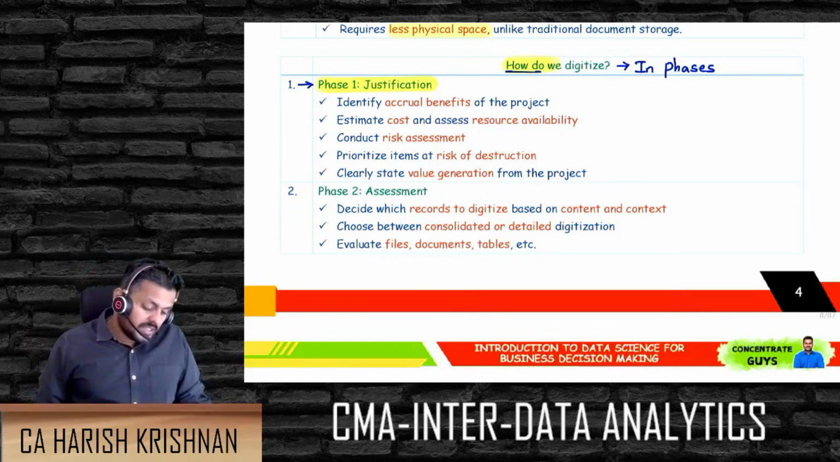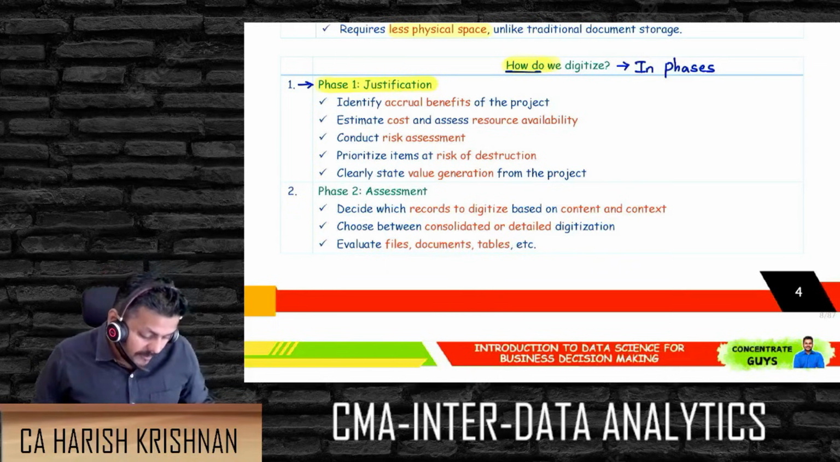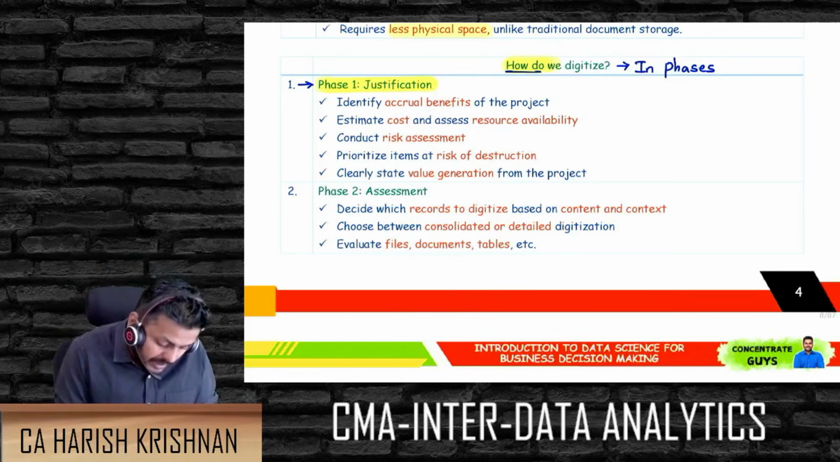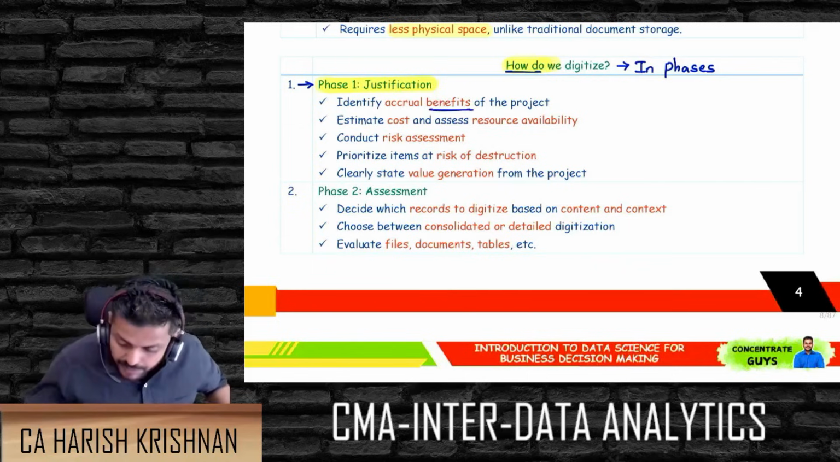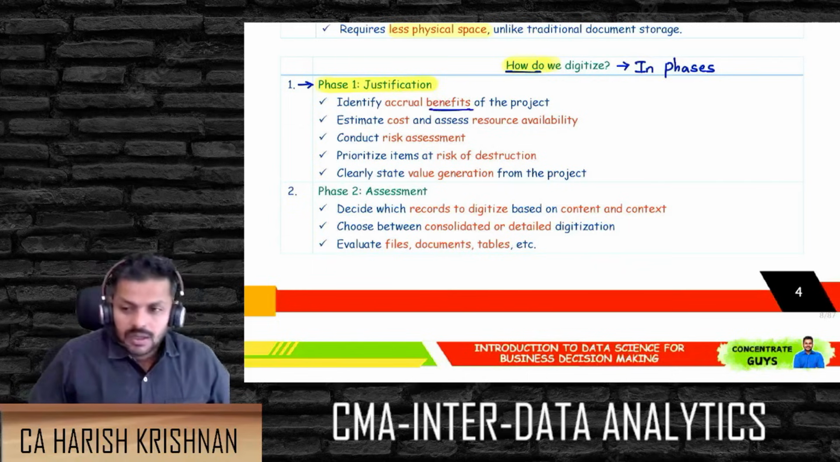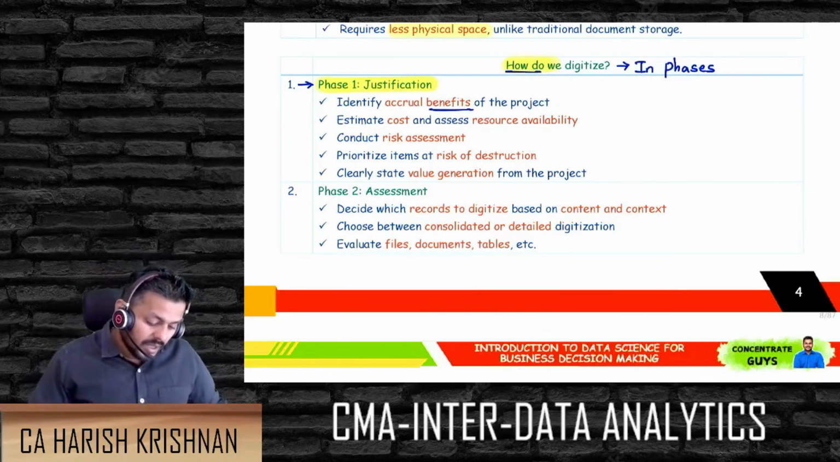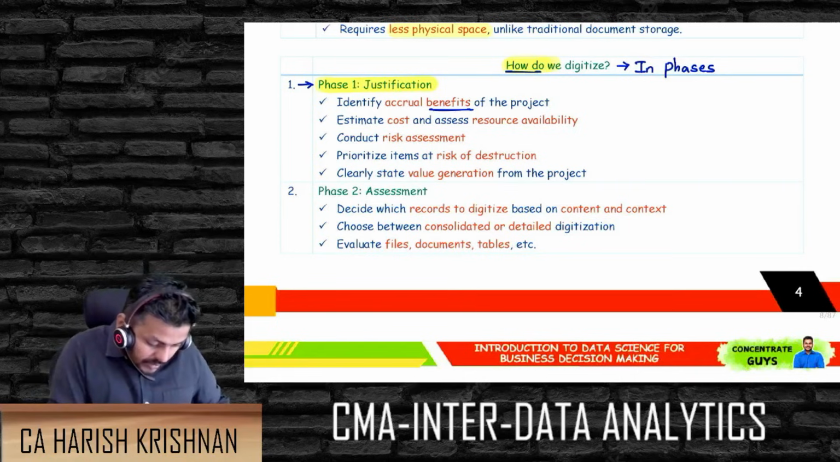Phase 1, justification. Identify the accrual benefits of the project, that is, what benefits come from the project. If someone says, no, sir, not much benefit is there, then there is no point in trying to do something which is not going to give you much of a benefit. So, first, identify what benefits accrue because of this.